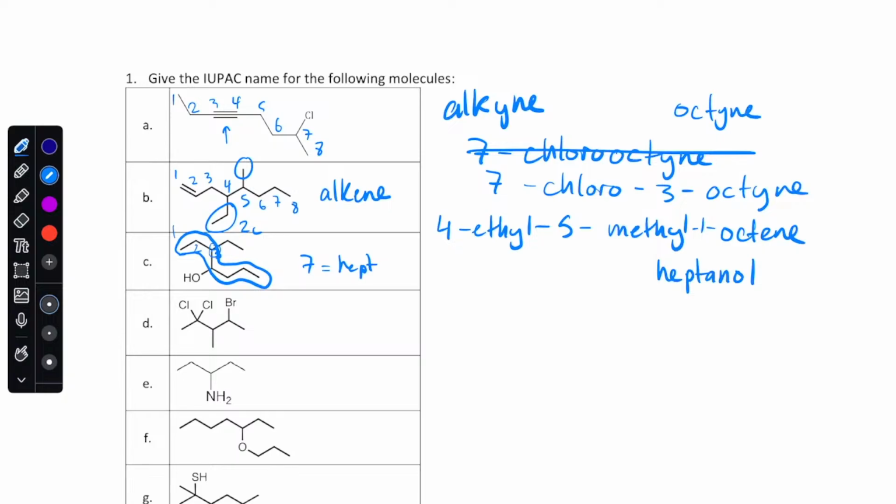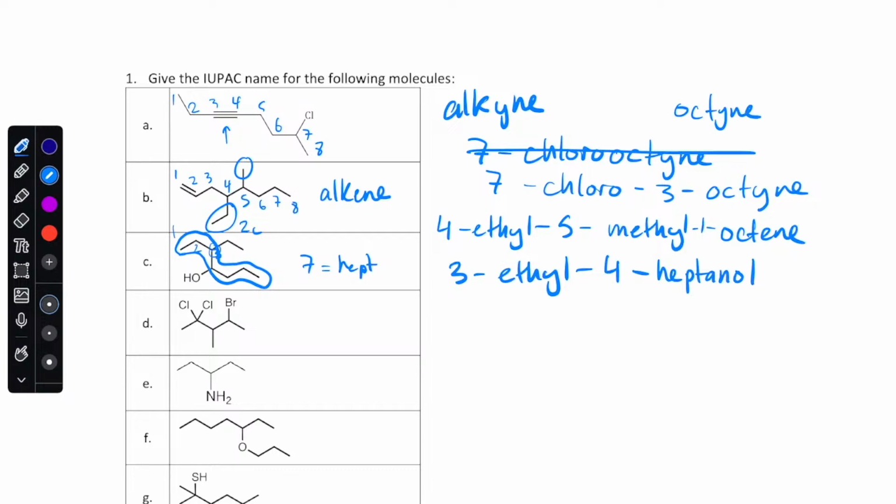So if it doesn't matter for the OH, we move on to the next one, which is the ethyl, and try to give it the lowest number. So the lowest number we can give the ethyl is if we give it the number 3. And then for the heptanol, we put the 4 to show the position of the OH. And we end up with 3-ethyl-4-heptanol.